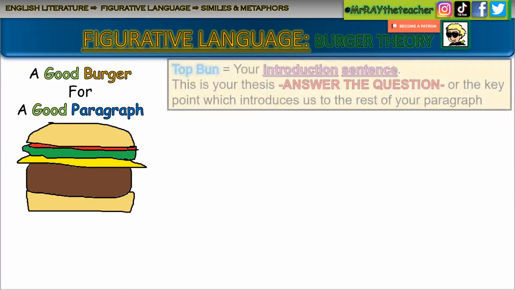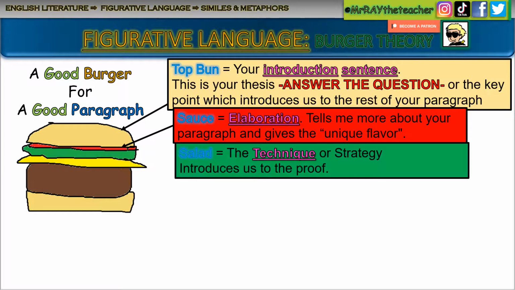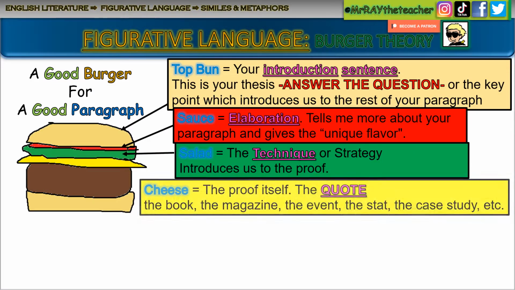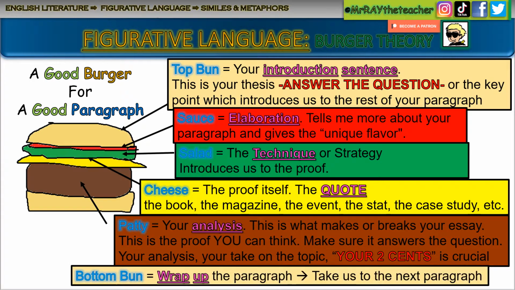So, a good burger for a good paragraph. The top bun, that's your intro. You got your sauce, that's your elaboration to your thesis. Salad, which is your technique. Cheese, what's a cheeseburger without cheese? It's just a hamburger. You need it. It's the proof itself. So the book, the script, the magazine, the speech, the text that you are quoting, the movie scene. And the patty, that's your thick analysis.